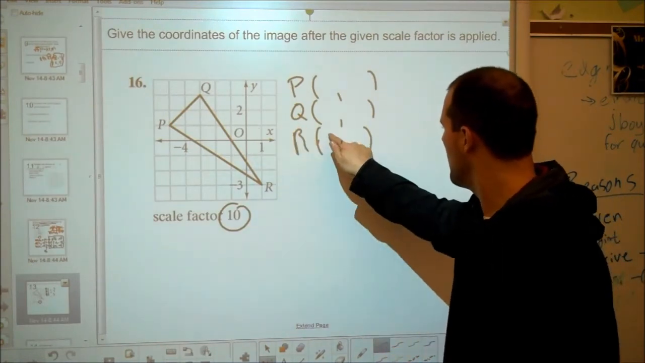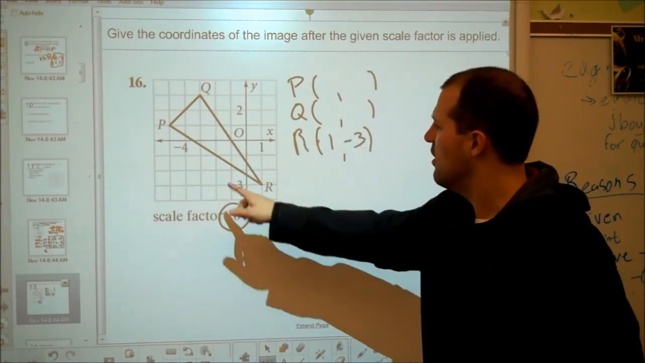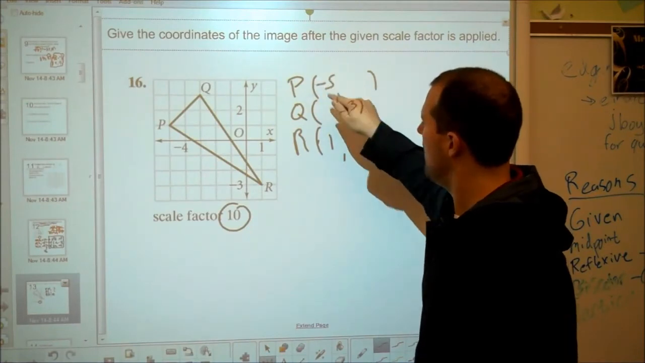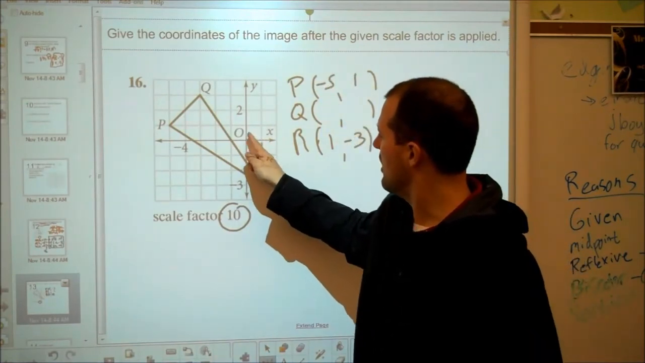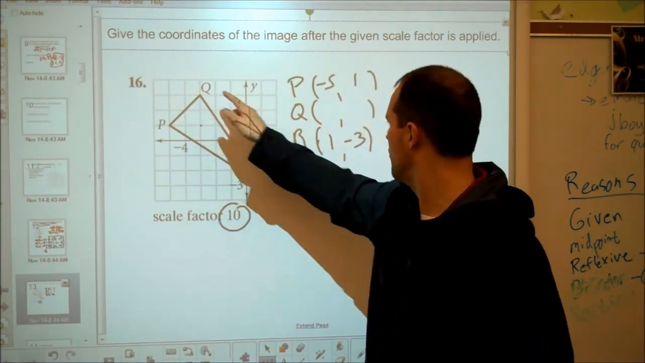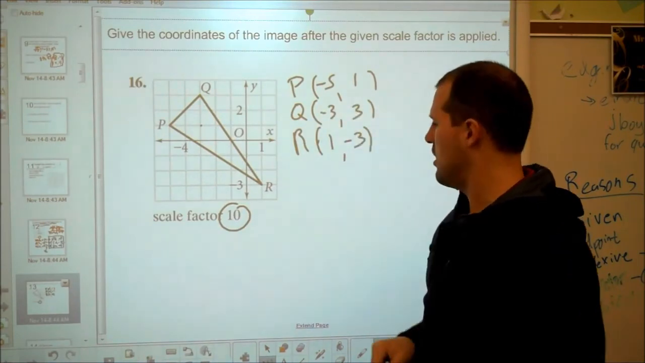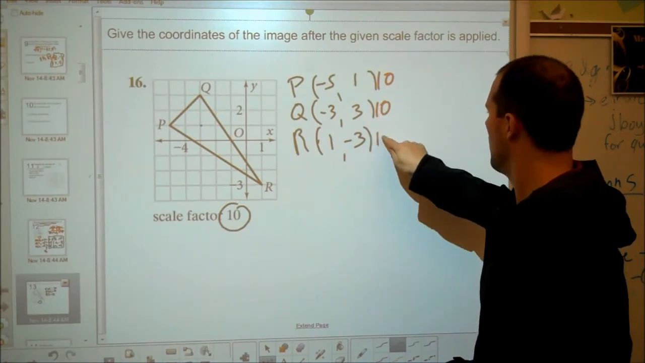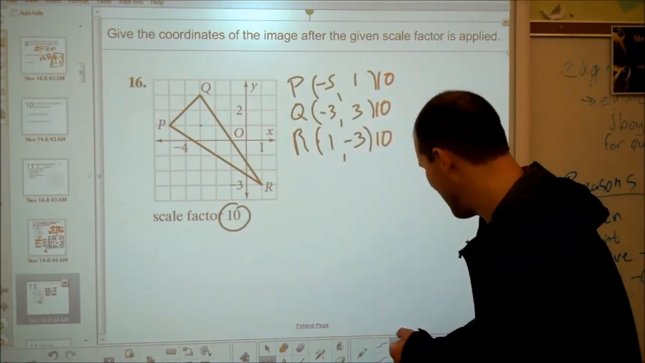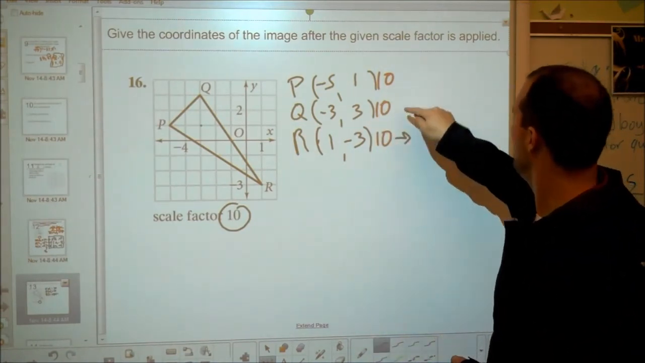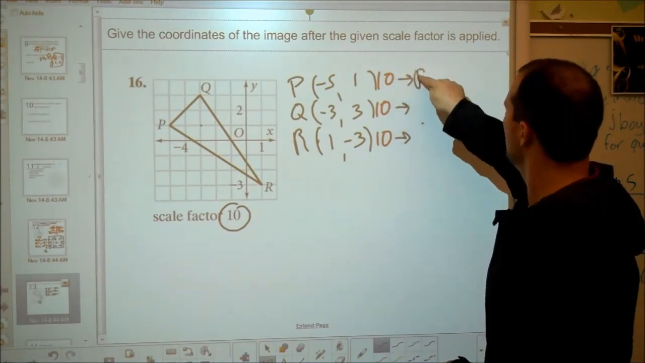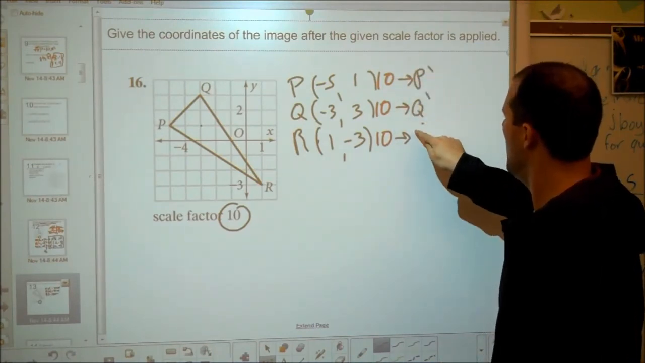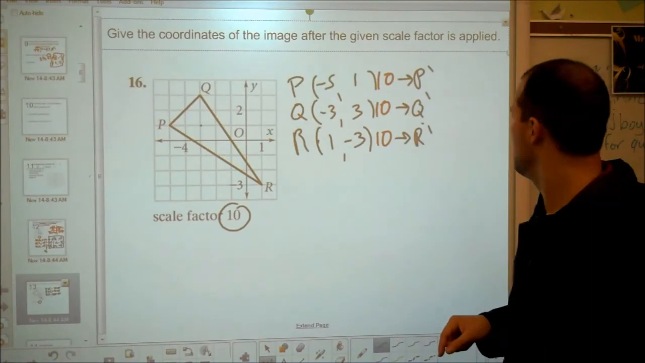So for R, it looks like we have 1, -3. For P, it looks like -5, 1. And for Q, looks like -1, 2, 3, up 1, 2, 3. So -3, 3. This says to multiply by 10. Piece of cake. Multiplying by 10 is easy. We got this. Okay, and so now we're going to get our new coordinates. P prime, Q prime, R prime.